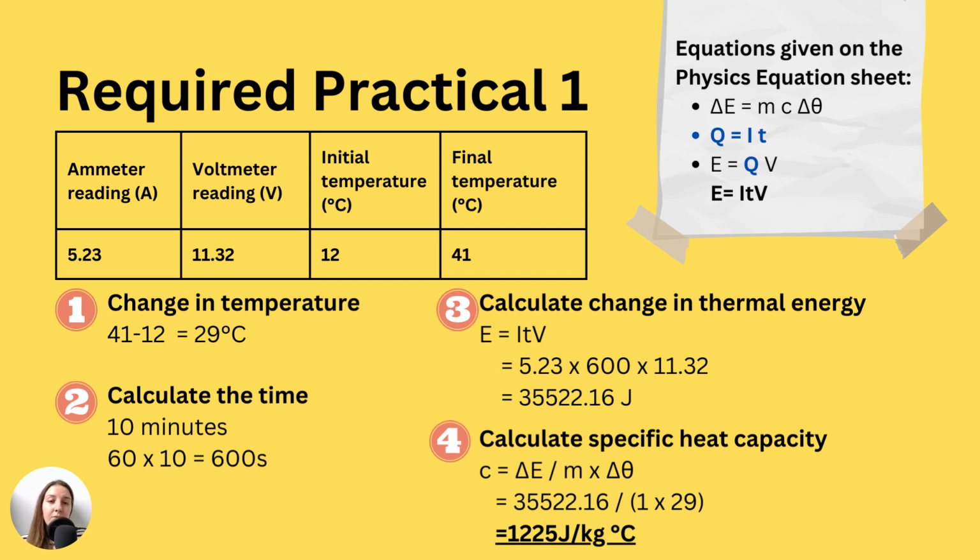So now we've done step three. We've calculated the energy. We've got that in joules, an answer of 35,522.61. Okay. We then want to calculate specific heat capacity.